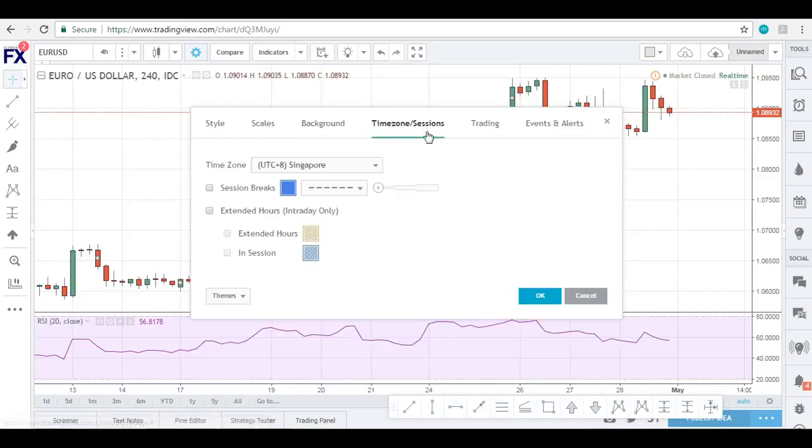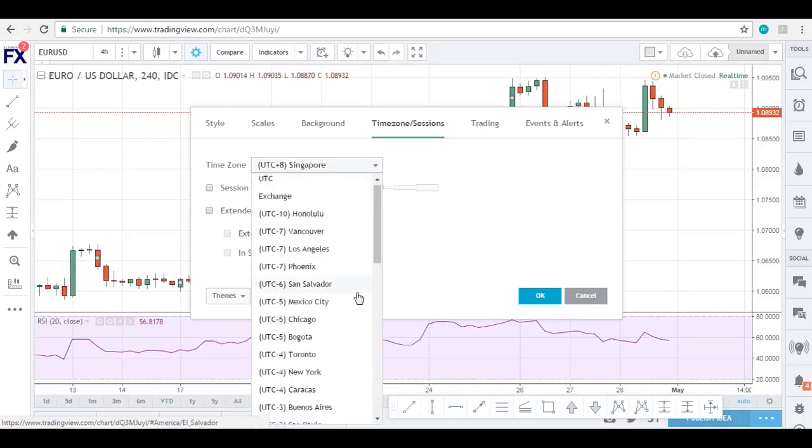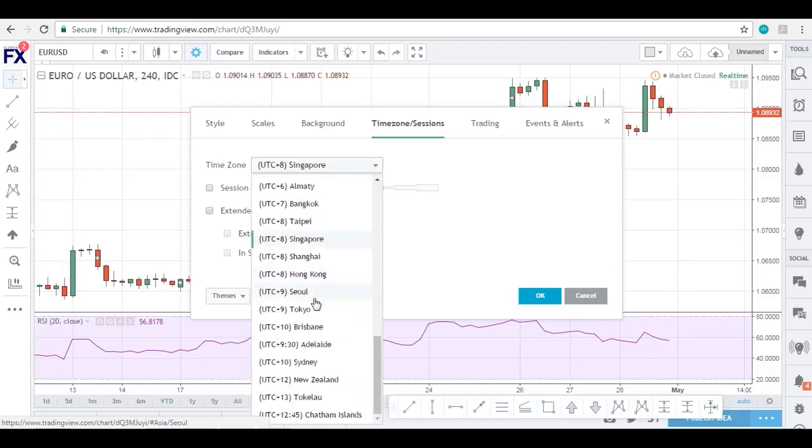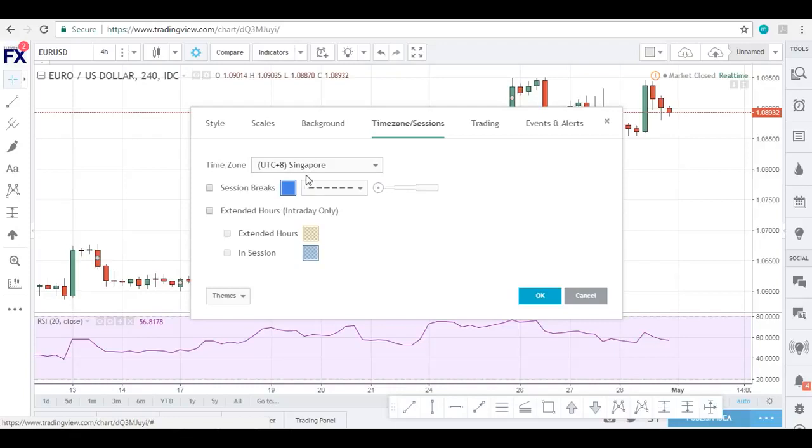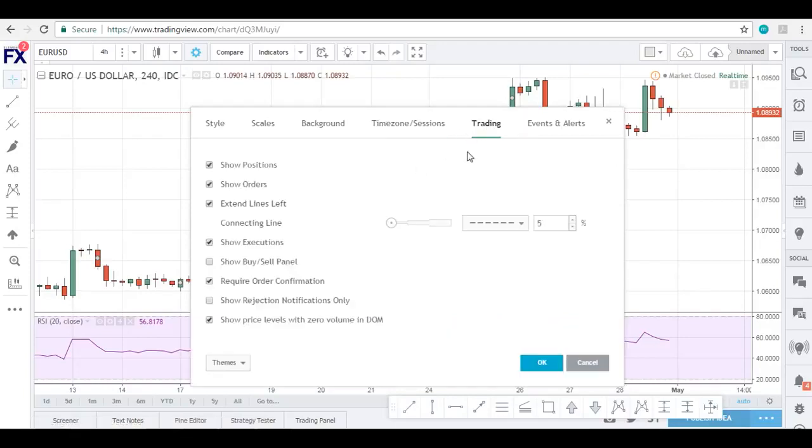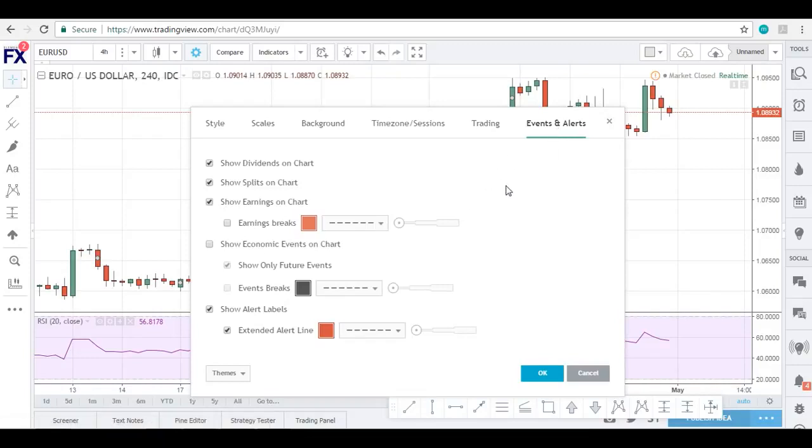You can also change the time zones. We are based in Singapore, so we are +8 GMT. That's why we picked this time zone right here. Trading, not much to do here. Events and alerts. This is something that's good because you can set alerts when price reaches a certain area.